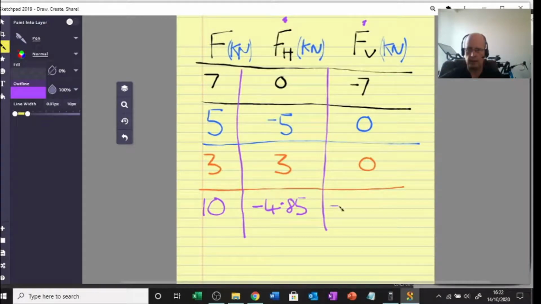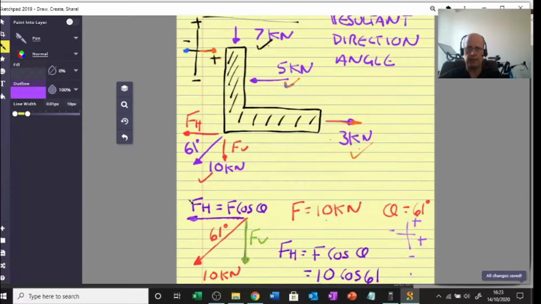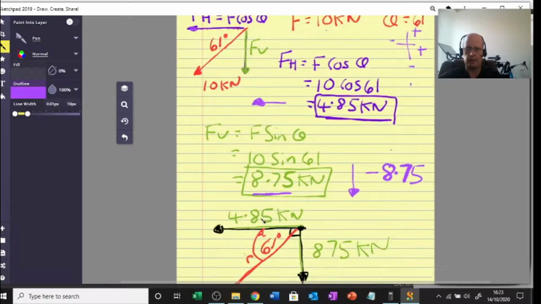Minus 8.75. And all I've done there is put in the vertical and horizontal component of this 10. Everything else was easy, like 7, 5, and 3, either going vertically or horizontally. This one, we had to work it out. We had to break this 10 down into horizontal and vertical, and then whack it in the grid.